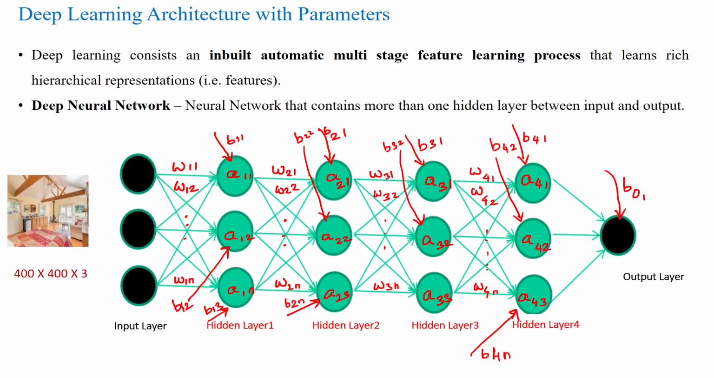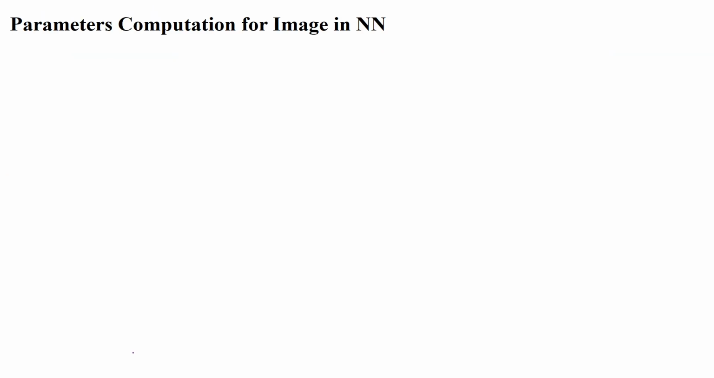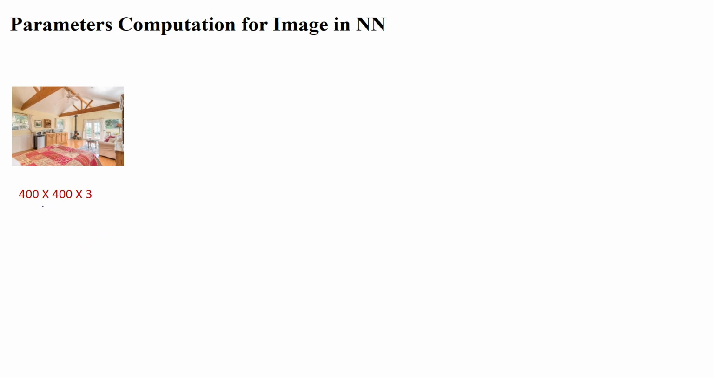Hello everyone. In deep learning architecture, mostly we will classify the images by using their intensity values. Deep learning has many hidden layers between the input layer and output layer. Based upon the input layer, output layer, and hidden layers, how many parameters are needed for a given architecture? Here we will calculate the number of parameters needed for image input for a given deep learning architecture.